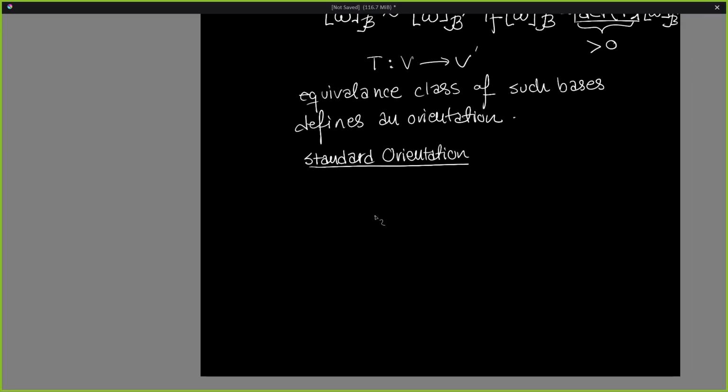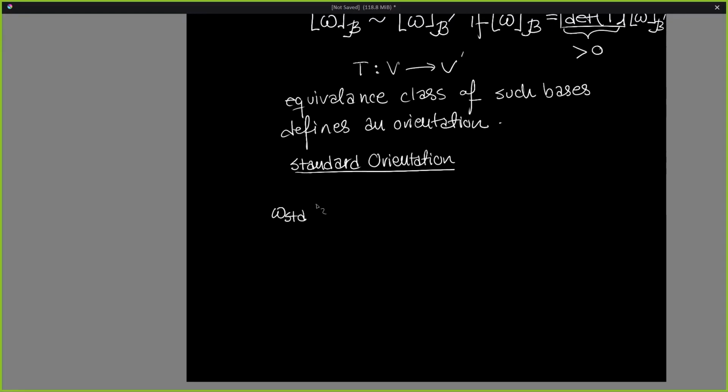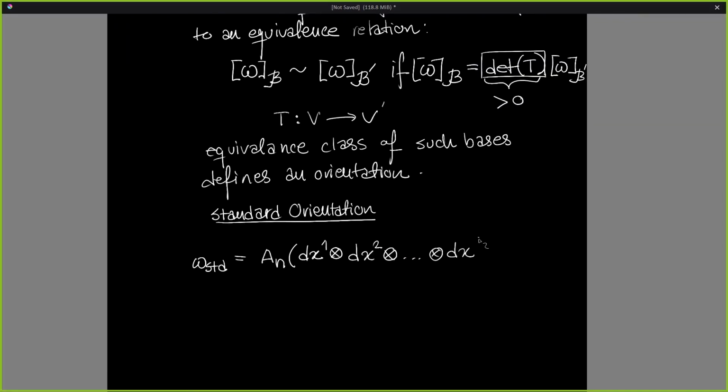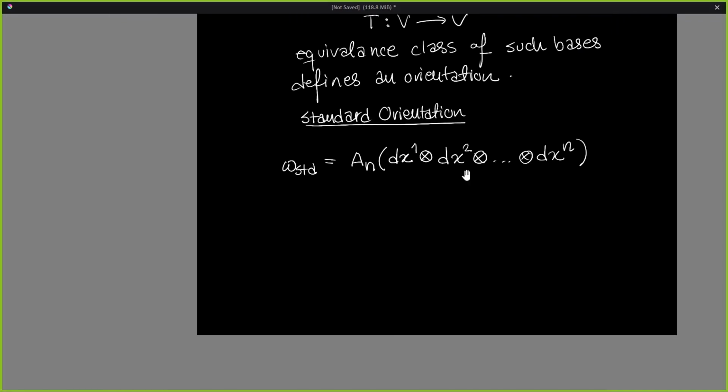So the standard orientation, we want to call it omega standard on the dual space, is just what we get if we apply the alternating map from last time on the basis tensor dx1 tensor dx2 tensor ... tensor dxn. What did we call the vector space? We called it n-dimensional. Which just results in the wedge product. That's just the definition of the wedge product: dx1 wedge dx2 wedge ... wedge dxn.